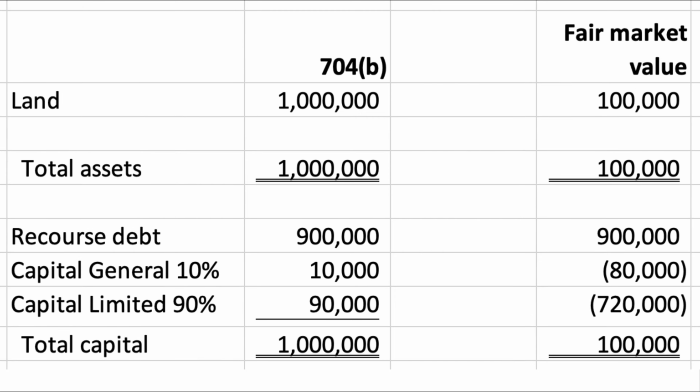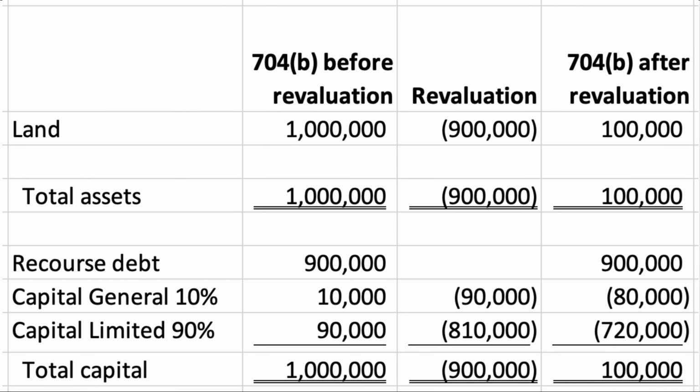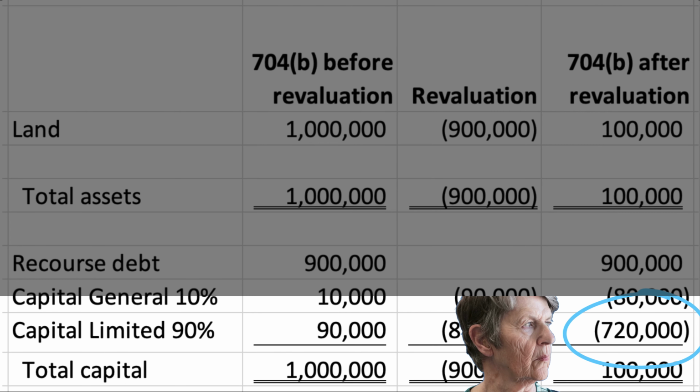After some discussion, though, the partners decide to end the partnership. Dissolution of the partnership causes the 704B balance sheet to revalue the land and the capital accounts to fair market value. Now the 704B balance sheet looks like the fair market value balance sheet. Well, guess what? The requirement to pay back a negative economic capital account kicks in, and the limited partner is legally required to pay the partnership $720,000 as per the partnership agreement.